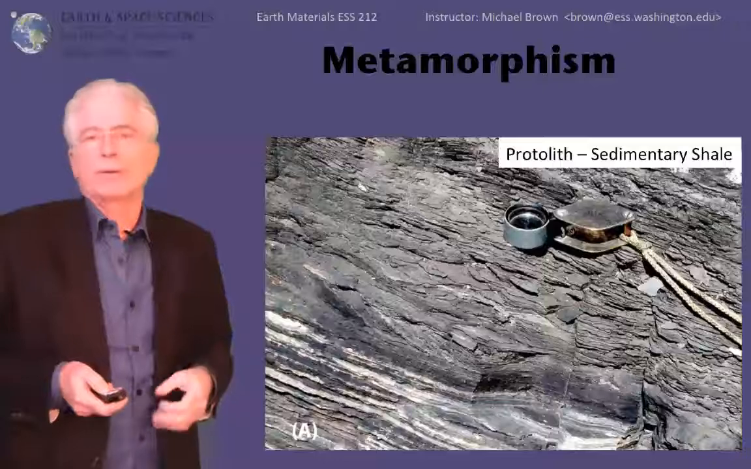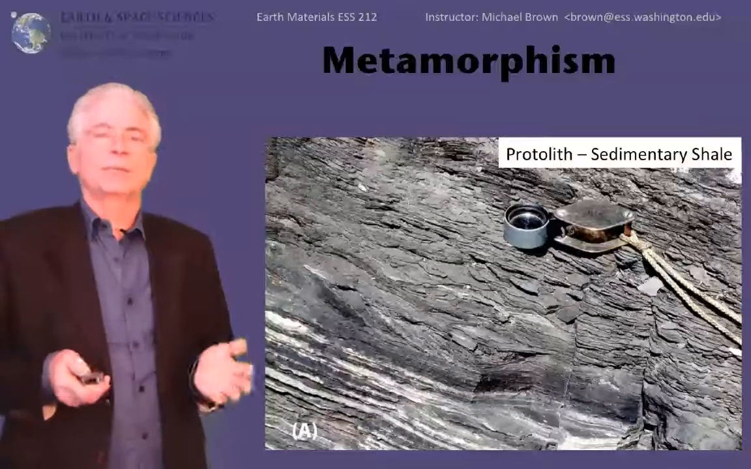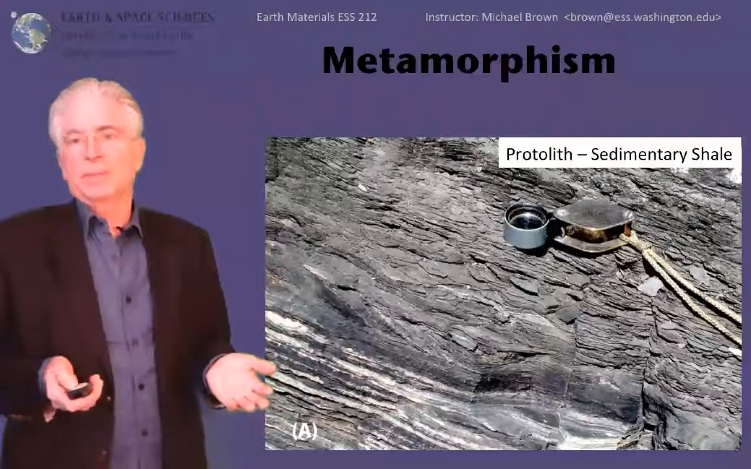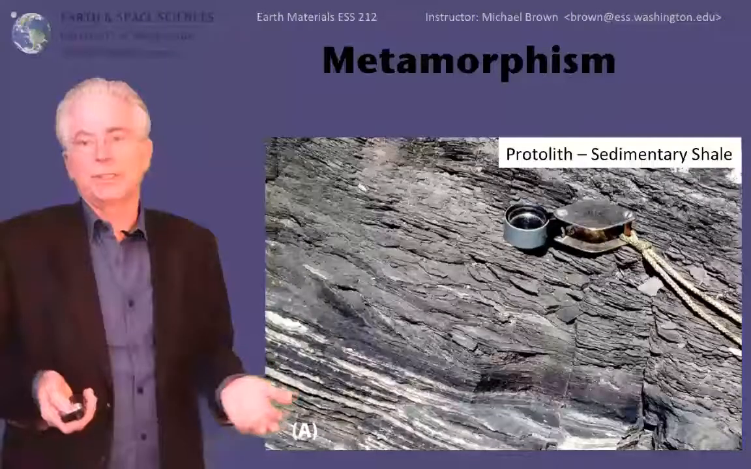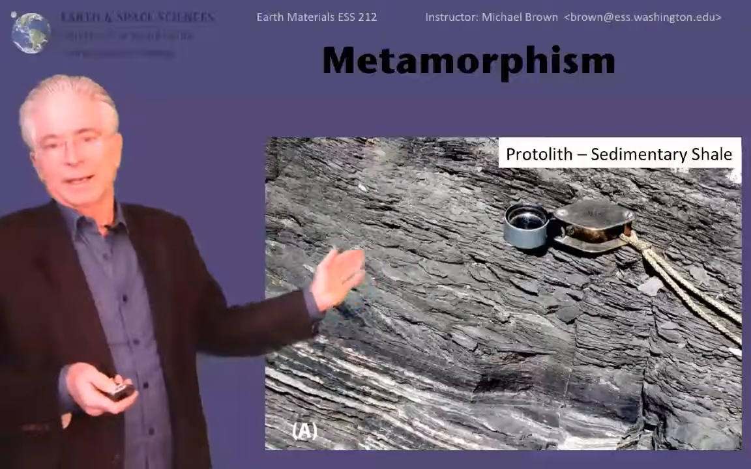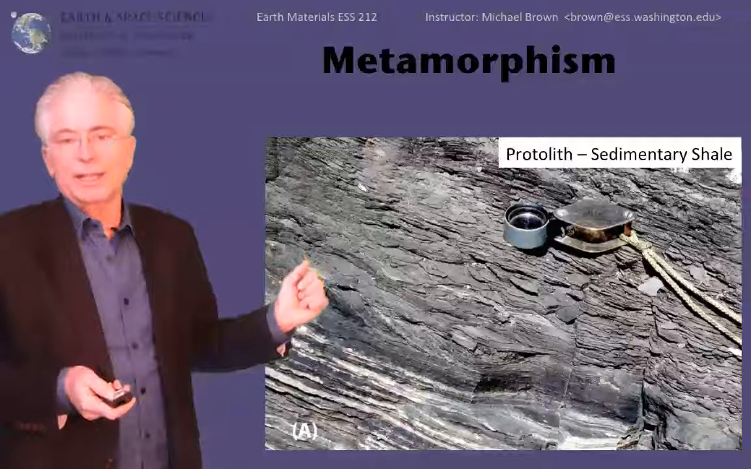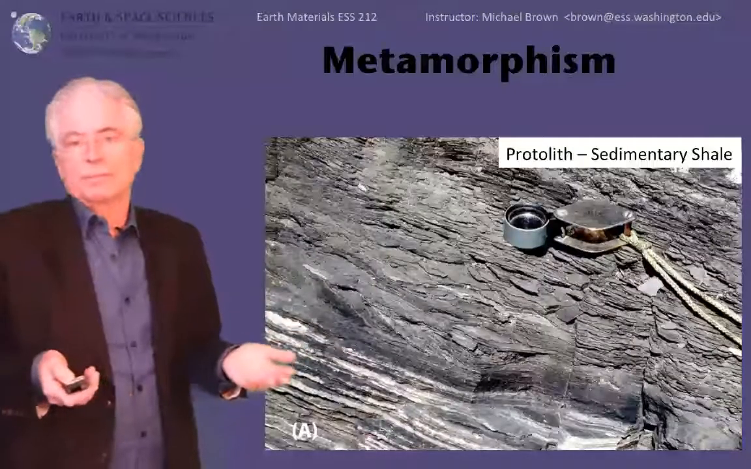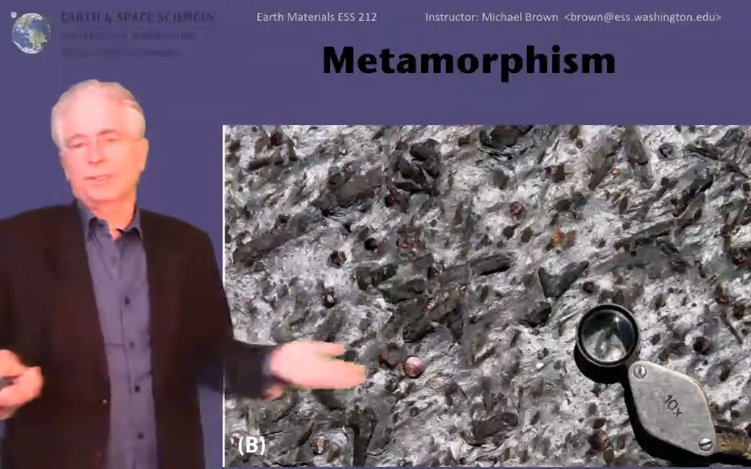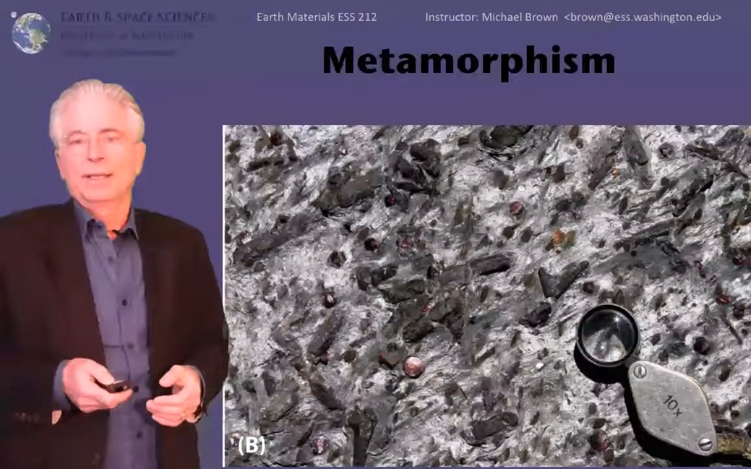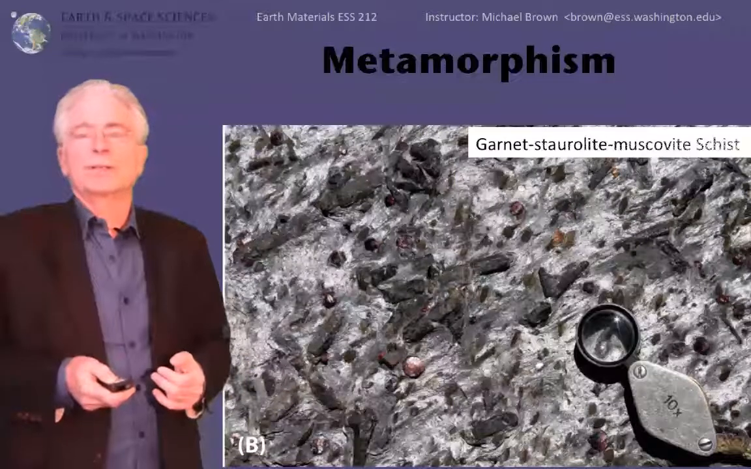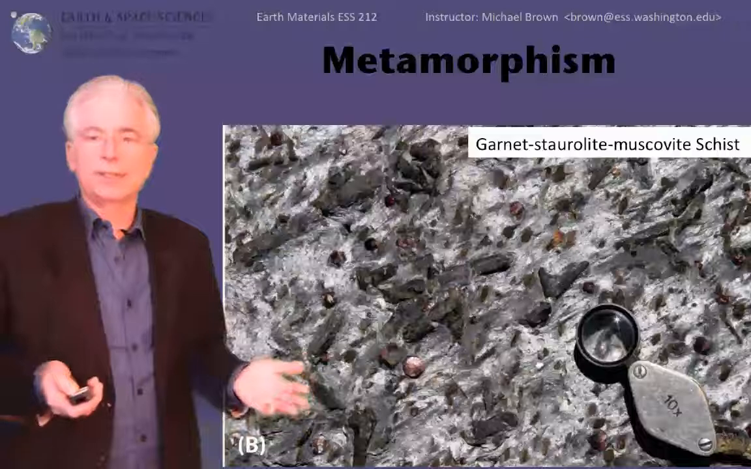So let's talk more about the textures, and we start with a protolith. A typical protolith for metamorphism might be a mud that turned into a shale. And here is a shale showing original bedding as it was laid down on some lake bed. After it has been metamorphosed, it looks something like this. And in the metamorphic form, we would describe it in terms of its mineral constituents and its texture.